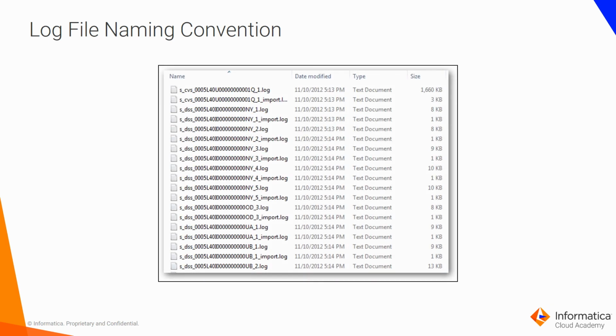In case you need to specifically go looking for a log file, then you should understand a little bit about the log file naming conventions. The preface indicates the type of task. So DSS would be data synchronization. DRS would be data replication, and so on. Then every task in Informatica Cloud has a unique ID, so that is indicated in the next part of the log file name. Finally, the _1 or _2 indicates the number that the task has run, 1 up to 10.